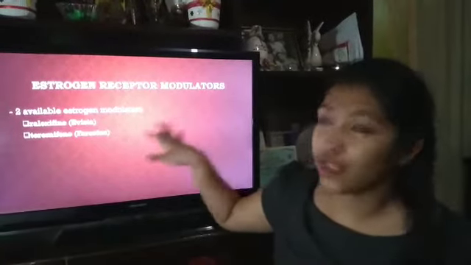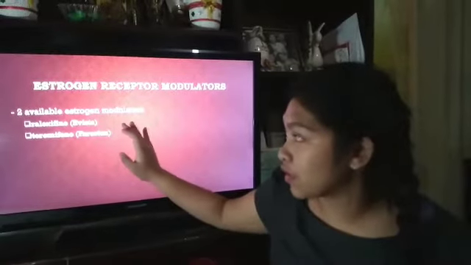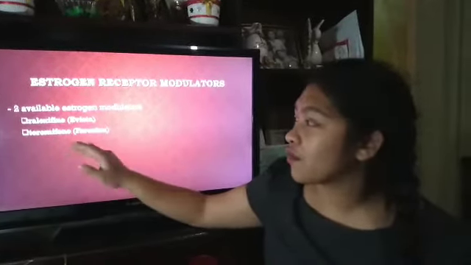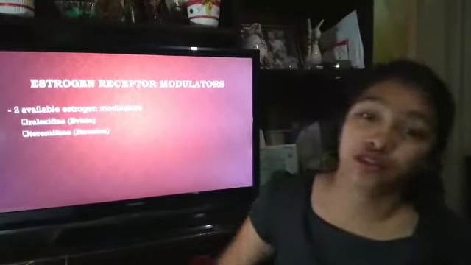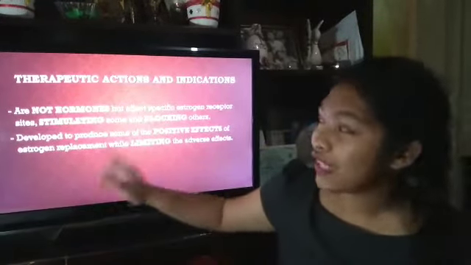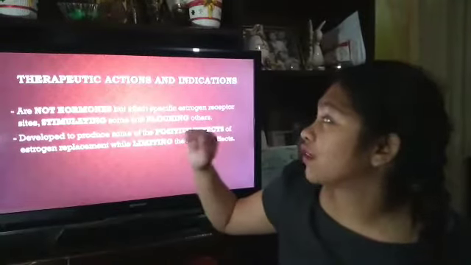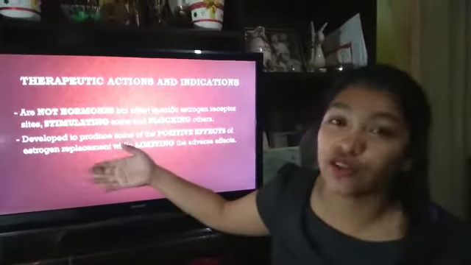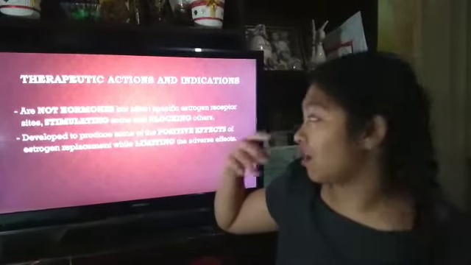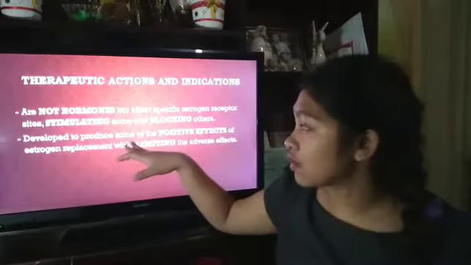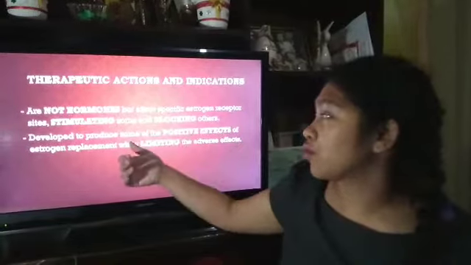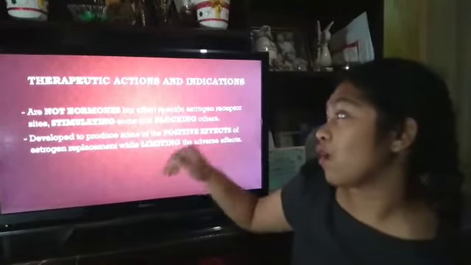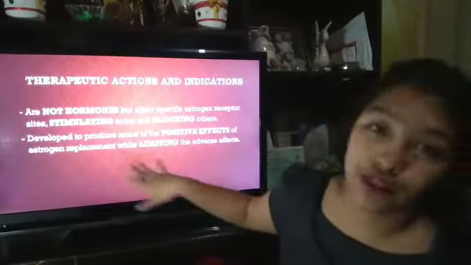Estrogen receptor modulators. Two available estrogen modulators are raloxifene, or Evista, and toremifene. These are not hormones, but they affect specific estrogen receptors. They either stimulate or block the receptors, and they are developed to produce some of the positive effects of estrogen replacement while limiting the adverse effects.